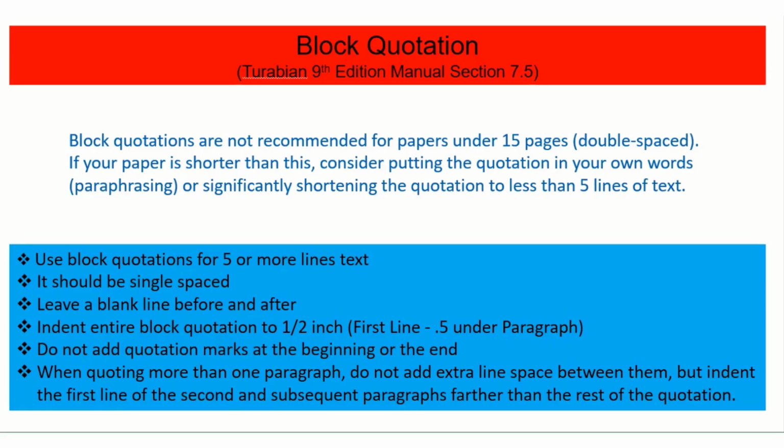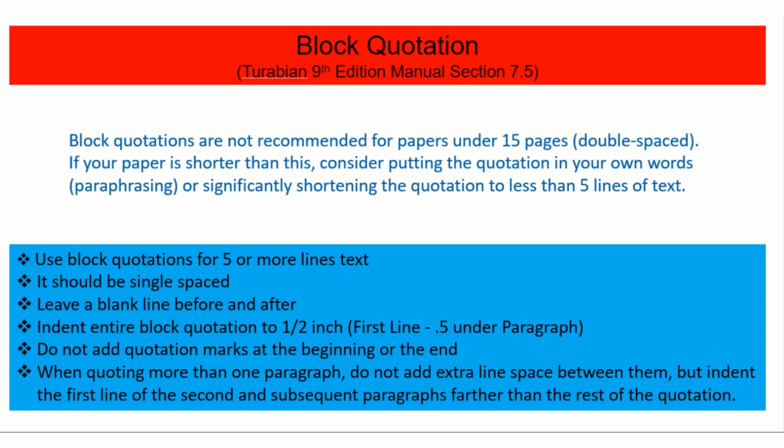There are a few things to consider when using block quotation. You can find the information in your Turabian 9th edition manual in section 7.5. First, you want to consider that block quotations are not recommended for papers under 15 pages double-spaced. If your paper is shorter than this, consider putting the quotation in your own words, paraphrasing, or significantly shortening the quotation to less than 5 lines of text.